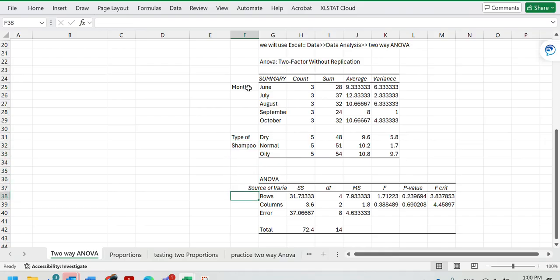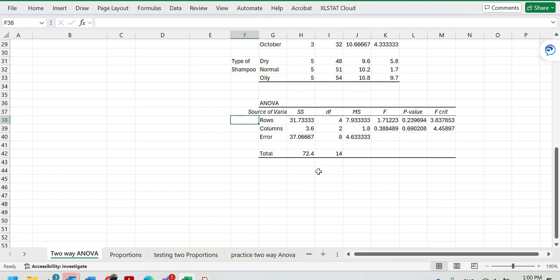Then comes our ANOVA table, which is telling us about the differences between each of them, right? So it says in the rows, what is the sum of squares? In the columns, what is the sum of squares? How much is the error? How many rows did we have? 5 rows. So degrees of freedom, 5 less 1, 4.